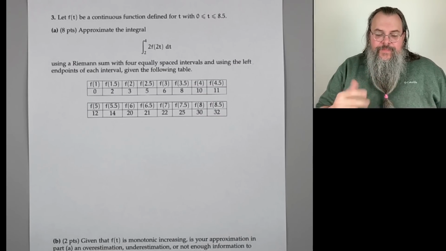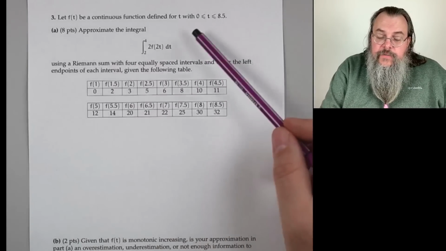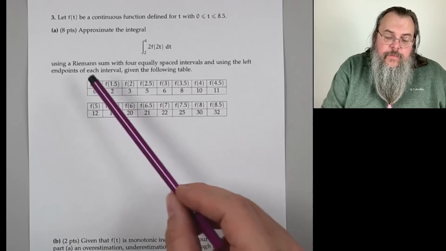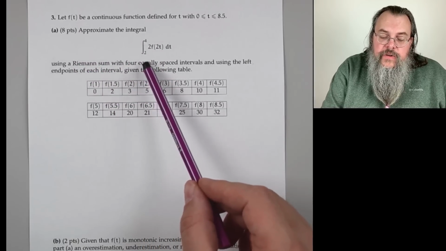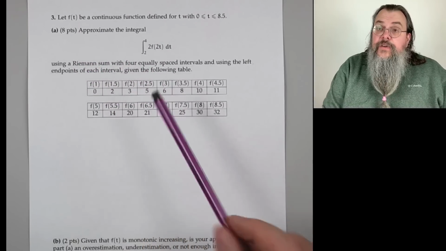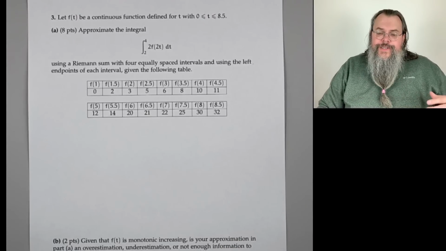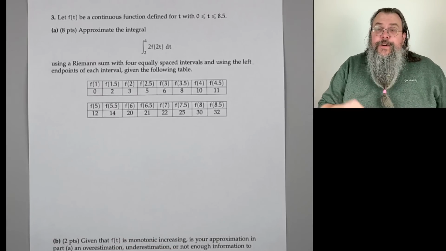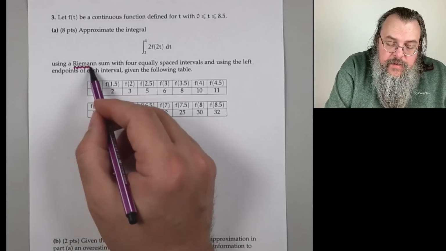Number 3. Let f of t be a continuous function defined for t, and t goes from 0 to 8.5. And we're asked to approximate the following integral. Integral 2 to 4 of 2 f of 2t dt. All right, good. Now what's going on? Well, we're approximating, so we're not finding it, we're approximating it. And it says use a Riemann sum.